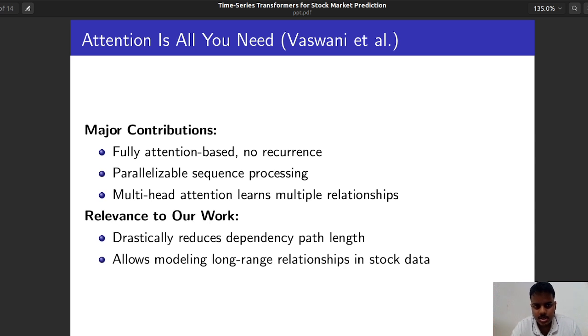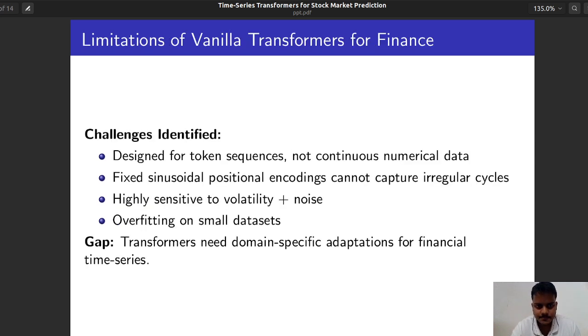The transformer architecture introduced in the classic Attention Is All You Need paper removed the problem of recurrence and allowed models to be trained in parallel. This parallel processing and the significantly improved modeling of long range dependencies makes the transformer a more promising candidate for financial time series forecasting.